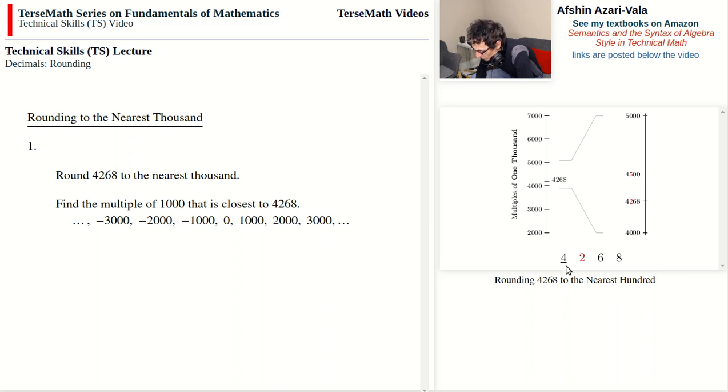Everything past the place you want to round to becomes zeros, of course, because we want to round to the thousands. So it will be something like 4000, 5000, and so on. Okay.